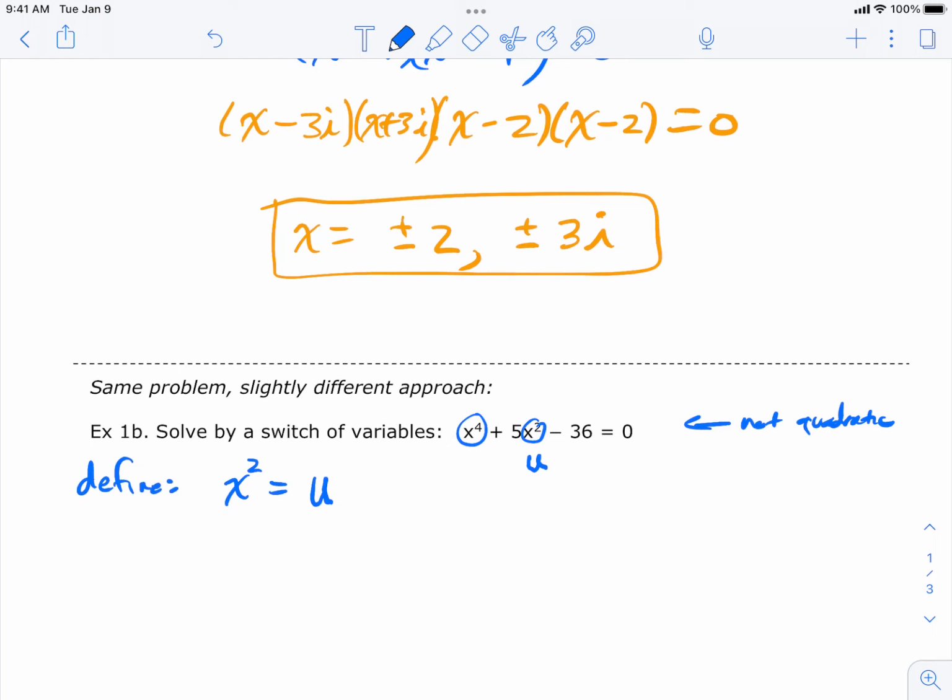Notice if you take x squared times x squared, you get x to the fourth. In other words, if you take u times u, you get x to the fourth, right? Let's put that in parentheses here. So if you square both sides of that little mini equation, u squared is the same as x to the fourth.